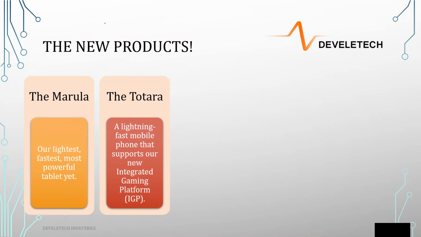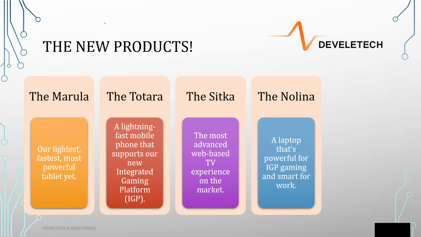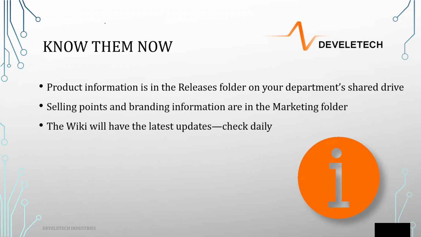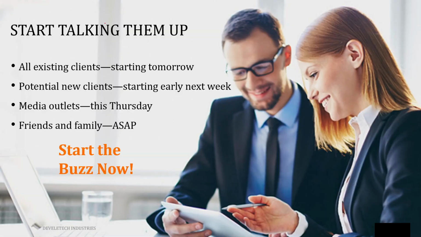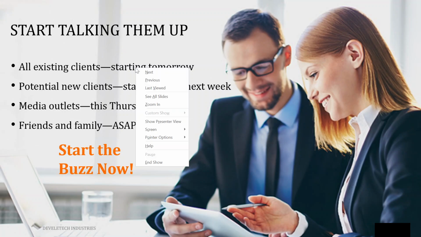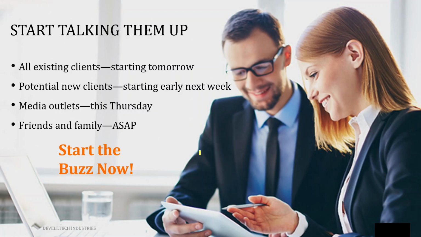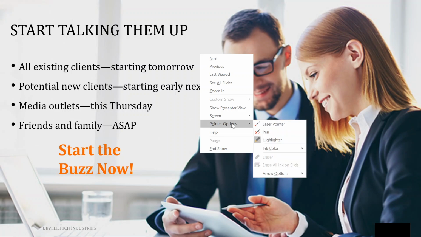So you can just click through. And here we have Start Talking Them Up. And we're going to, again, right-click on our slide. And this time from our pointer options, we're going to choose Highlighter. And then we're going to right-click again, Pointer Options, and we're going to choose our ink color. And you can choose anything you want. I'll go with light blue.